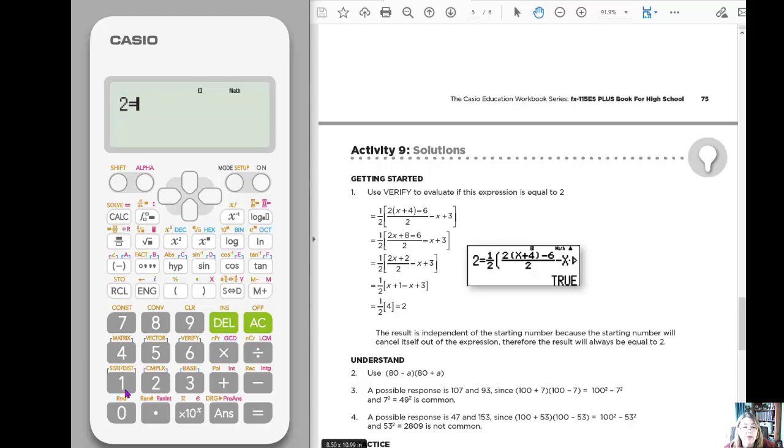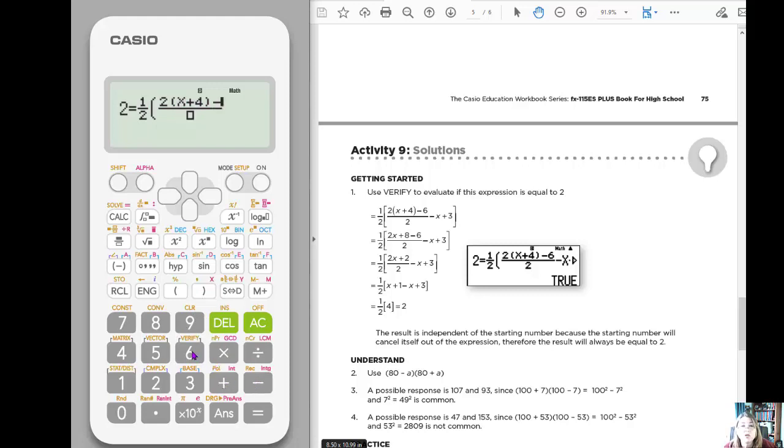I want to enter 1/2, so I can hit the template here for fraction, and then 1/2. And then I'm going to put parentheses, and then I want another fraction again. So this time I'm going to hit it up here, and we want 2 times, and to get the x, that's this right here, the alpha again, x plus 4 minus 6. So you're just entering the original equation, basically.